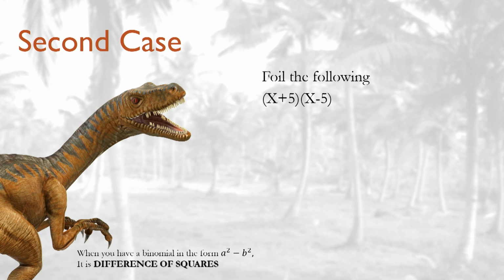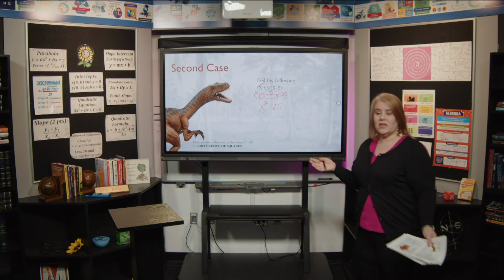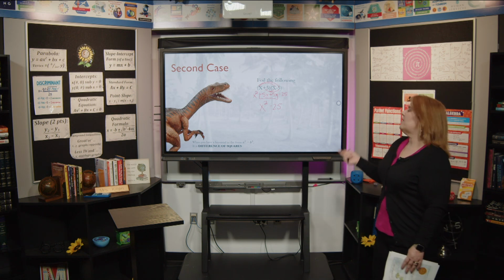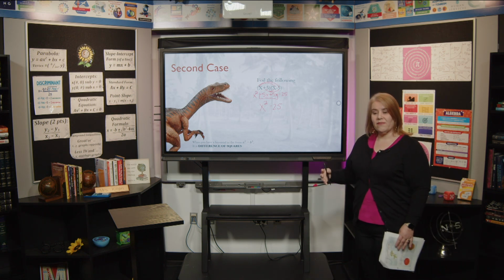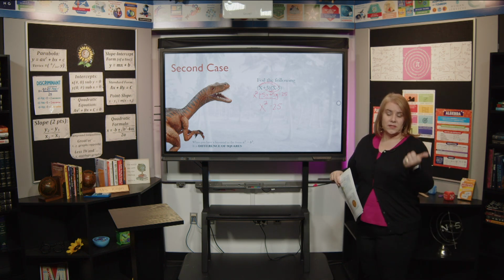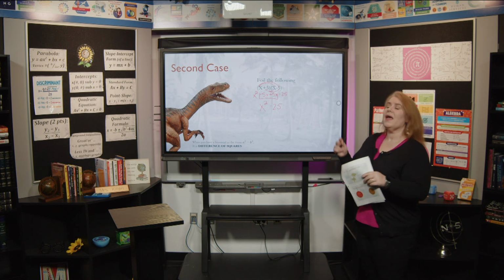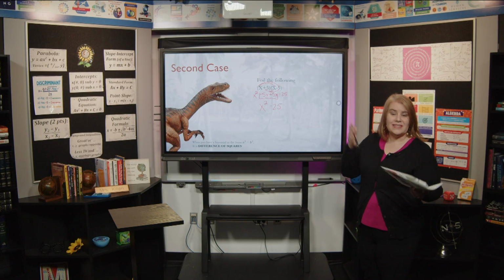So if I FOIL it, x squared negative 5x plus 5x minus 25, putting my like terms together, that's what I'm left with, because negative 5 plus 5 is 0, so it's gone. So I'm left with x squared minus 25, difference, subtraction, perfect squares. x squared is a perfect square, 25 is a perfect square, so there we go, it's a difference of squares.